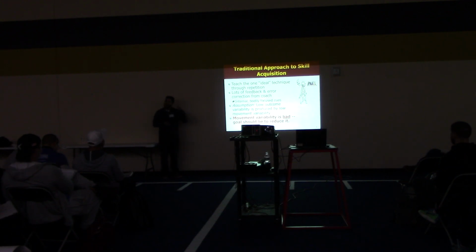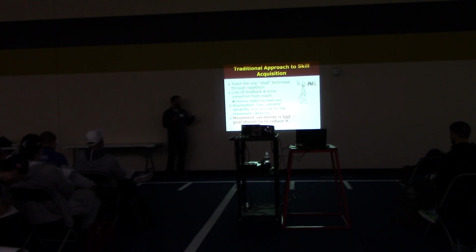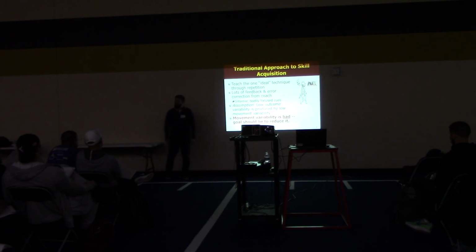idea that there's one ideal technique, okay, that you need to learn through repetition. The coach's job is to give lots of feedback and constant error correction, to get you onto this one technique. We're typically going to use very internally, bodily focused cues when we instruct the athlete, and I'm going to talk about attentional cueing later. Okay? And we have this built-in assumption I mentioned: low outcome variability is produced by low movement variability. So movement variability is bad, okay? And we should be seeking to reduce it. As I said, that's the traditional view.